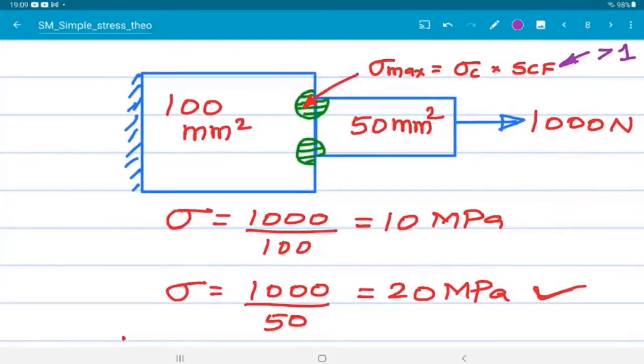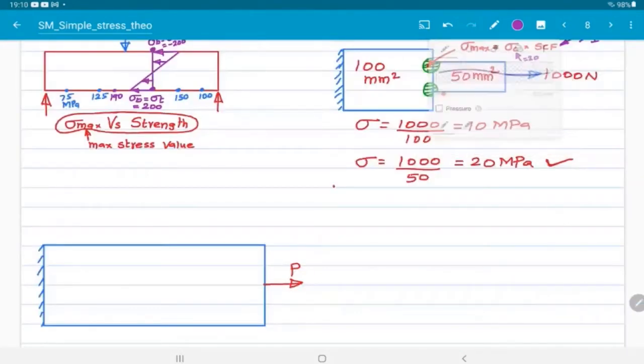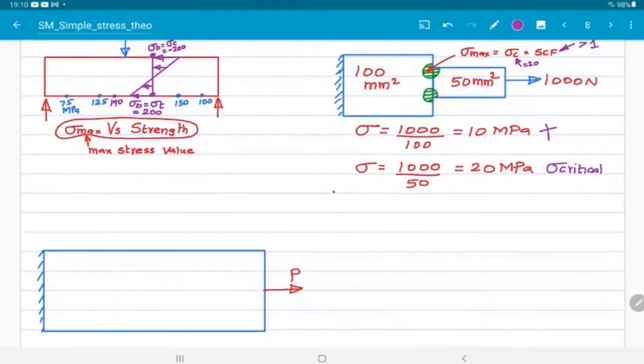Here, what is the critical stress? 20. This is wrong. This is sigma critical. Actual sigma max is multiplied by SCF. So SCF, the stress concentration factor, is represented by K suffix T, K_t.